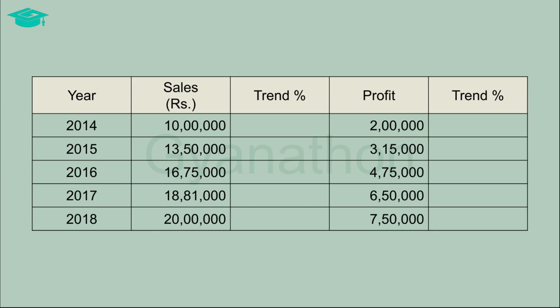Here, let us take an example. The sales and its corresponding profits can be seen for the years 2014 to 2018. As we can see, the sales for the years 2014 to 2018 are rupees 10 lakhs, rupees 13.5 lakhs, rupees 16.75 lakhs, rupees 18.81 lakhs, and rupees 20 lakhs respectively. Its corresponding profits are rupees 2 lakhs, rupees 3.15 lakhs, rupees 4.75 lakhs, rupees 6.5 lakhs, and rupees 7.5 lakhs respectively. Here, let us take the year 2014 as the base year and hence its value is set to be 100.